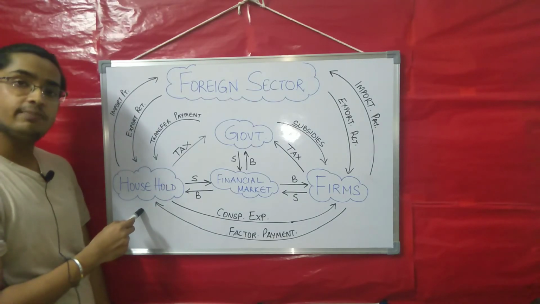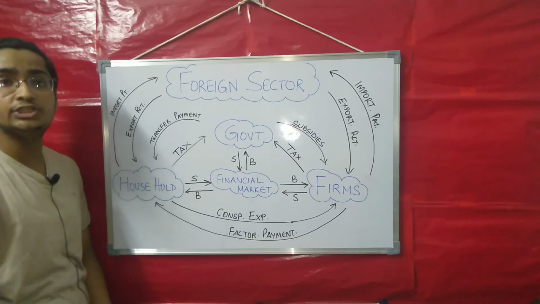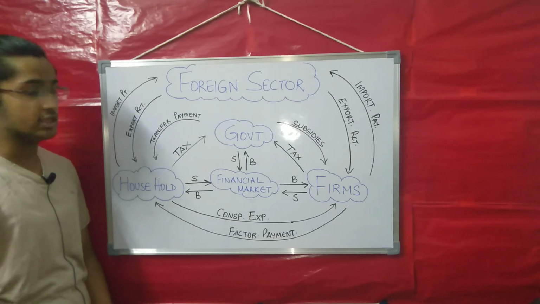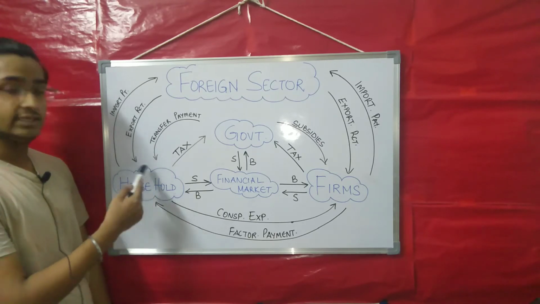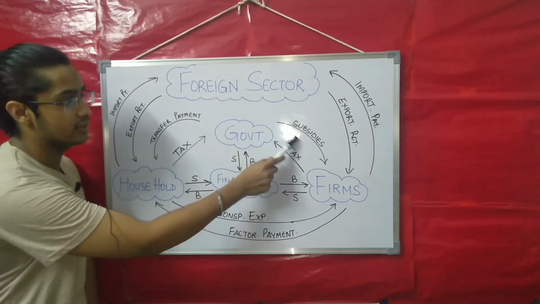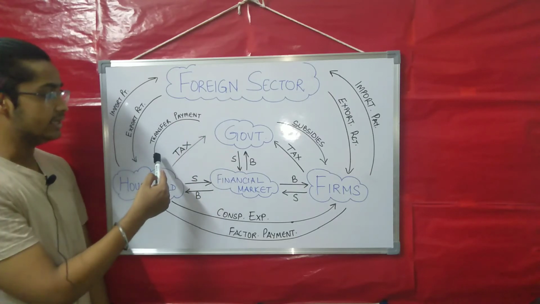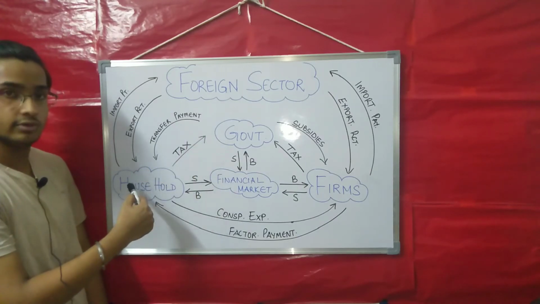Now, what is transfer payment? Transfer payment includes your old age pension schemes, educational schemes, various types of financial schemes through which the household sector can be benefited. So we can say that the government provides subsidies in return of tax to the firms and provides transfer payment in return of tax to the household sector.